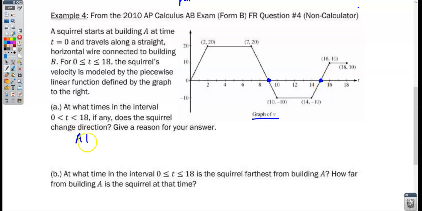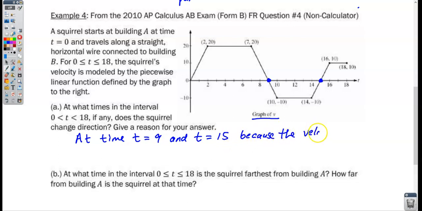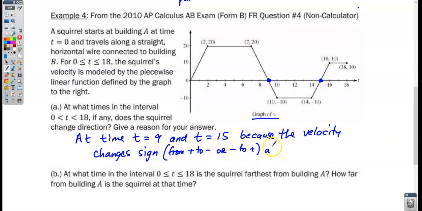So the squirrel changes direction at time t equals 9 and t equals 15 because the velocity changes sign, from positive to negative, or negative to positive, at these times.